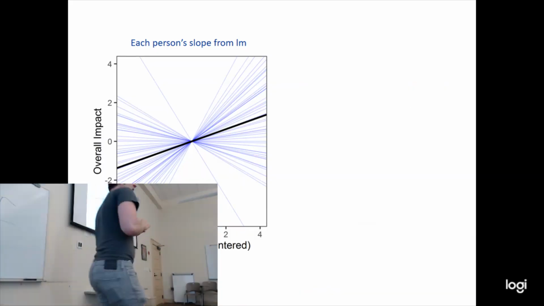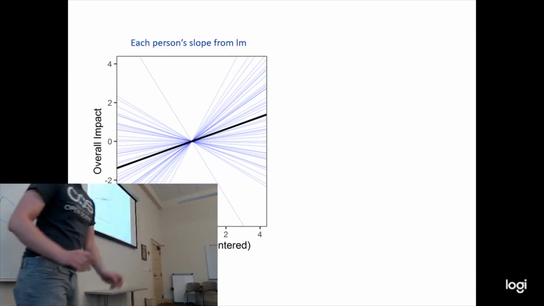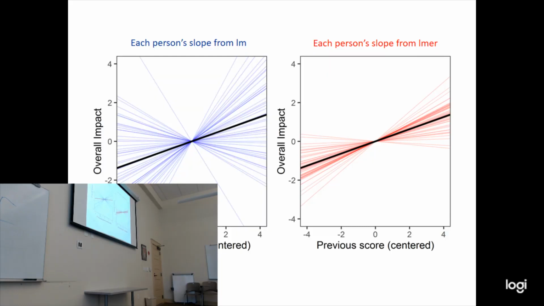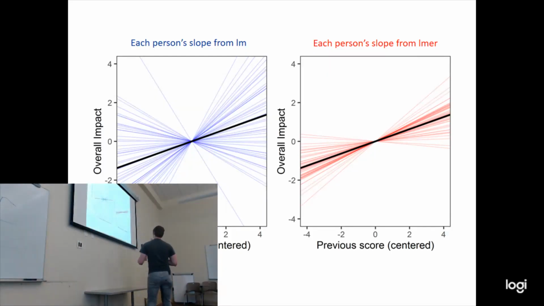So just to give you another way of looking at this, here's what we get out of lm. Notice the slopes are all over the place. They're really variable. Here's what we get from lmer. The slopes are still variable. We still have some that are close to 0 or even negative. But it seems like all the slopes have moved closer to that black line. They've shrunk towards that black line.